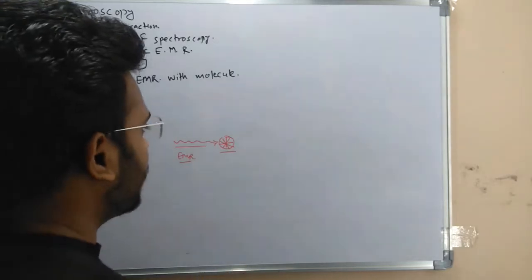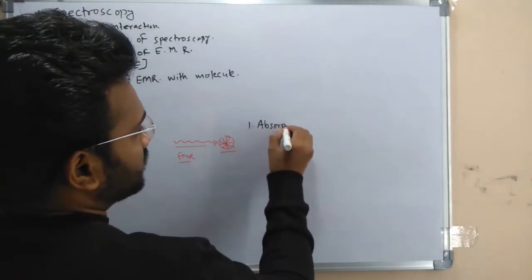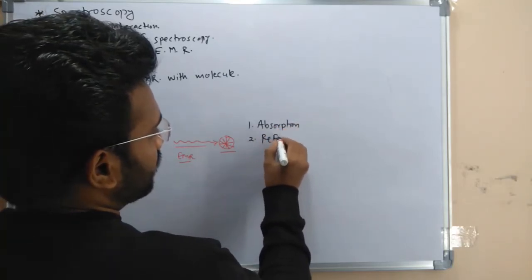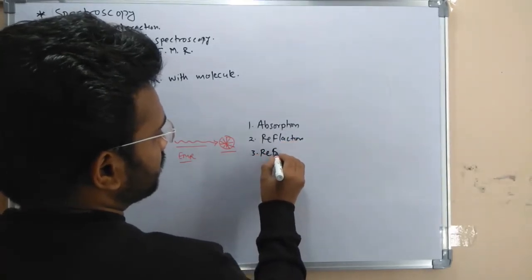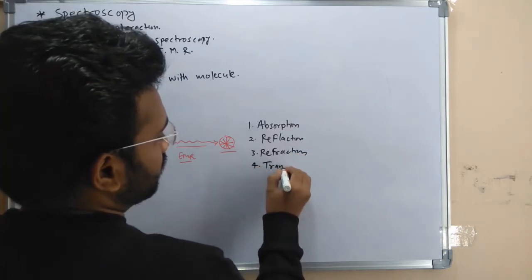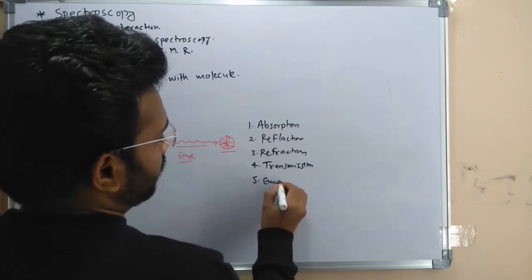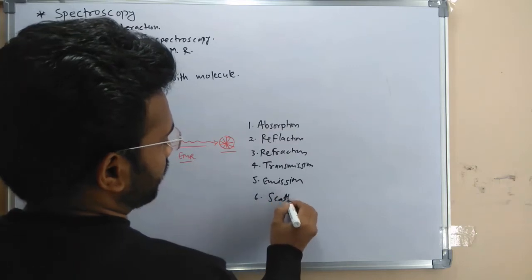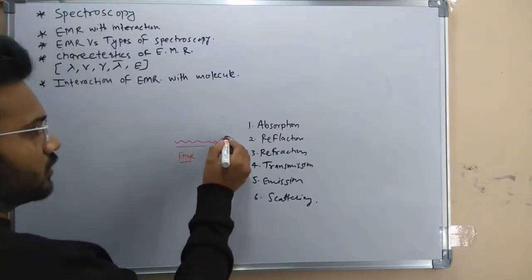The first one is the very basic interaction, that is the absorption of the electromagnetic radiation. Next one is reflection, third one is refraction, fourth one is transmission, fifth one is emission of electromagnetic radiation, and sixth one is scattering of light. These are the different types of interaction that happen with this drug substance.